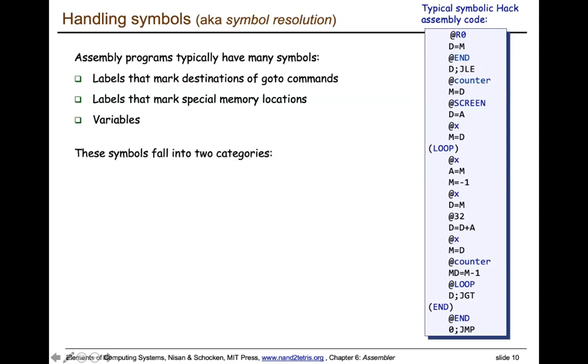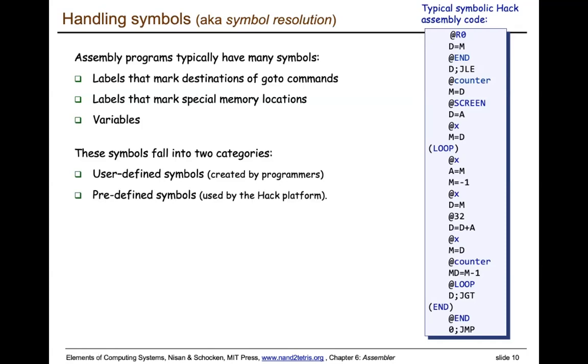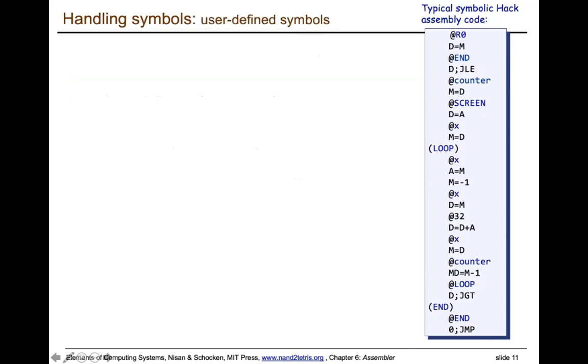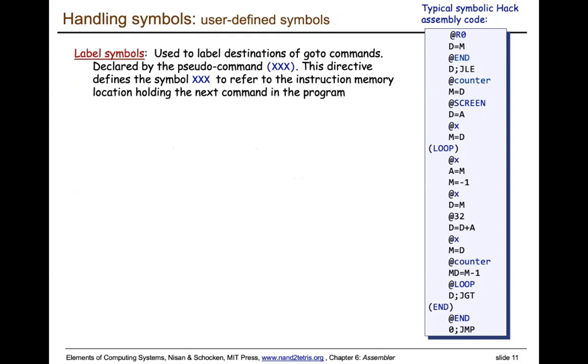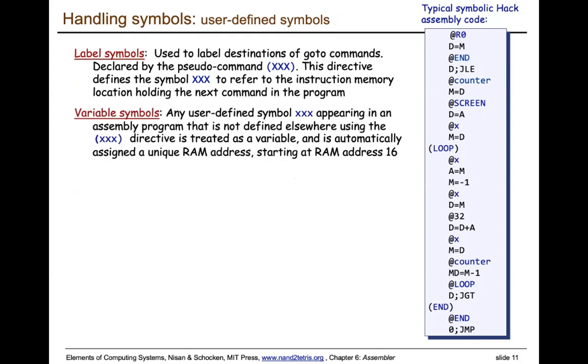All these symbols fall into two parts. One is the user-defined symbols, for example X and counter, which you create as the user. Another is predefined symbols, like screen. This screen is a predefined symbol. Another one I will introduce is R0, which is also a predefined symbol. And for those symbols, we have the label symbols and the variable symbols.